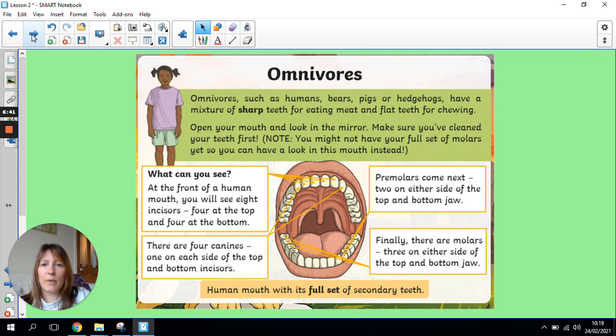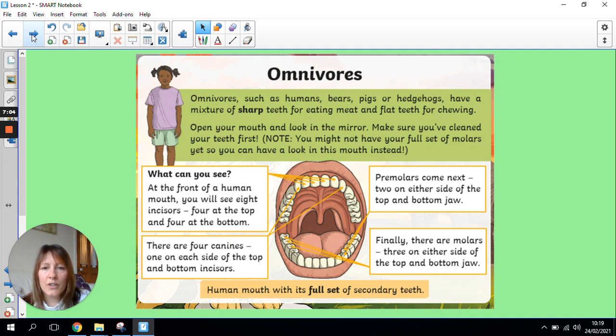And finally, we have omnivores like humans, bears, pigs, hedgehogs. Omnivores, remember, have a mixed diet of plants and meat. So they need a mixture of sharp teeth for eating meat and flat teeth for chewing. So if you have a look in the mirror in a moment at your teeth, make sure you've cleaned your teeth first, it says.